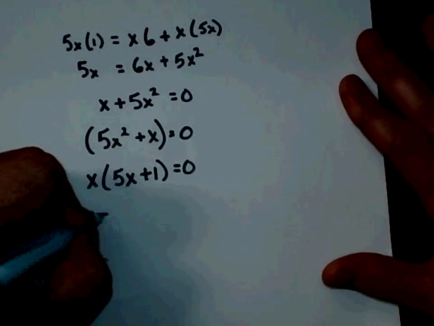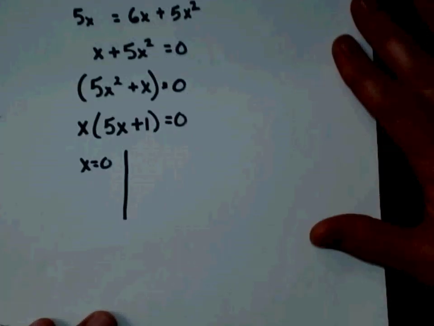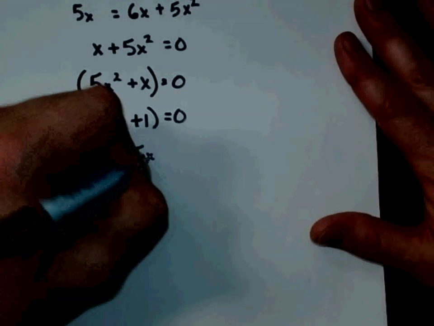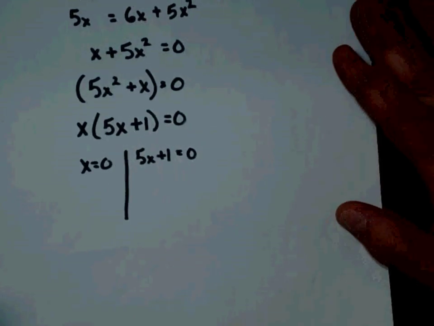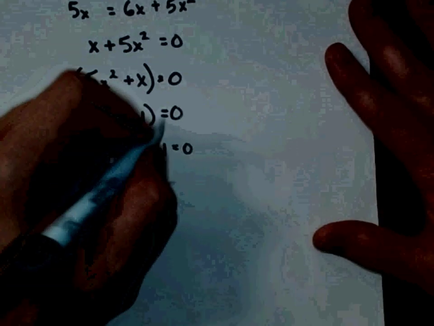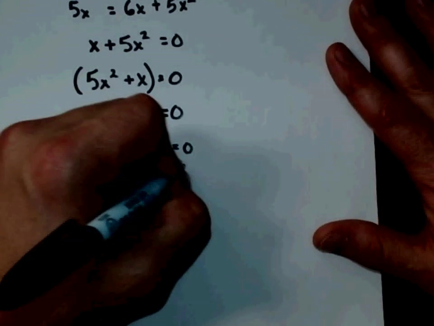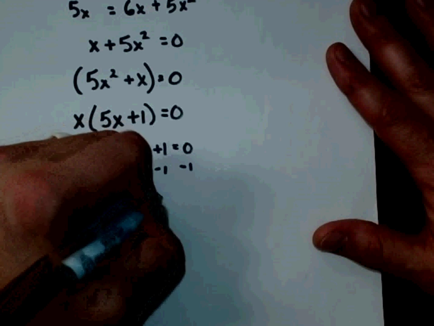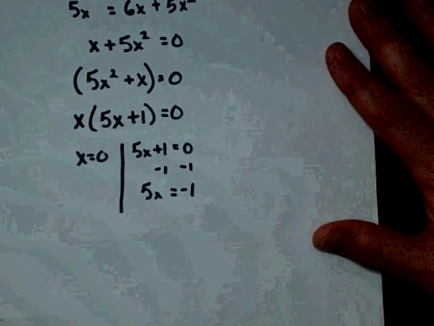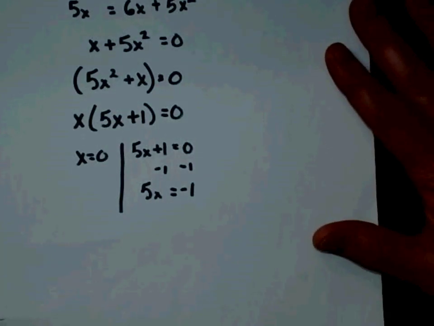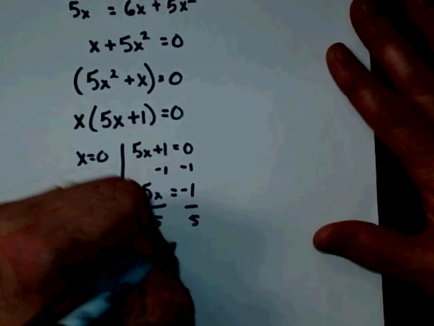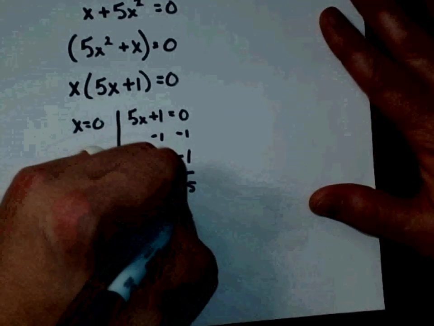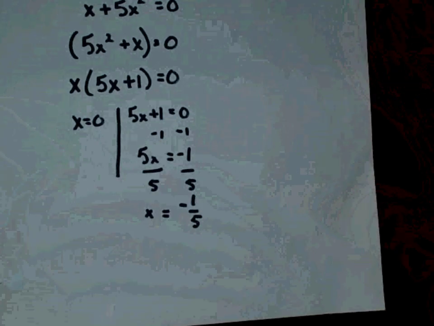Okay, so I have x equal to 0 and 5x plus 1 equals 0. Right? And so therefore I solve it. Subtract 1, subtract 1. I have 5x equals negative 1. What's my last step? Divide by 5. x is going to equal negative 1/5.